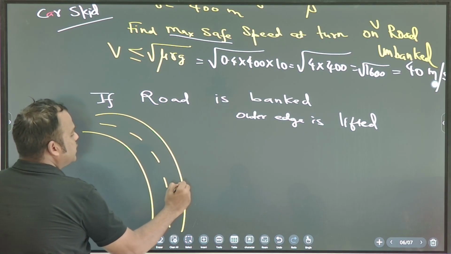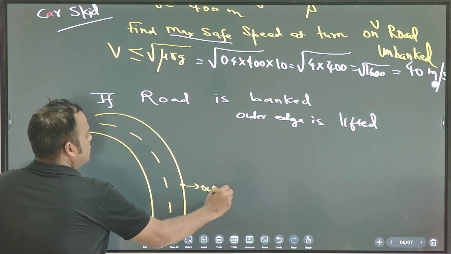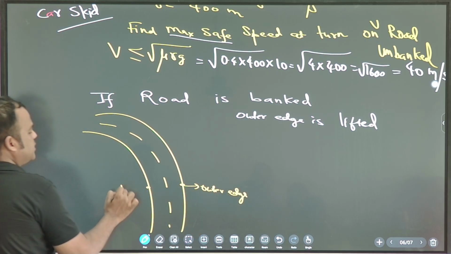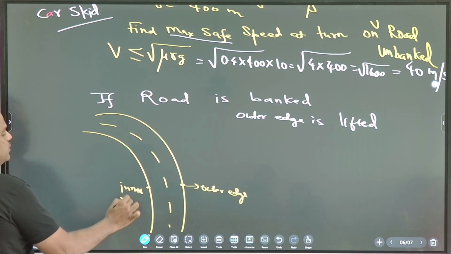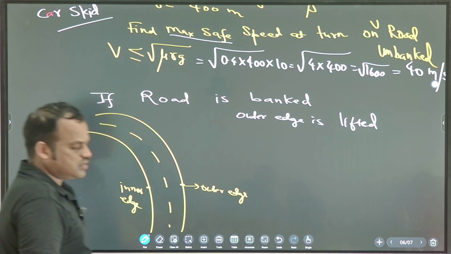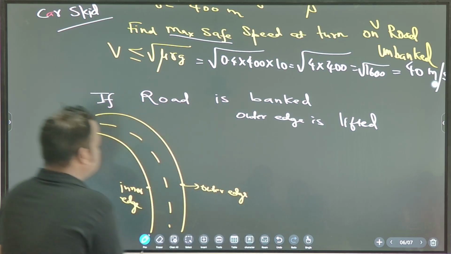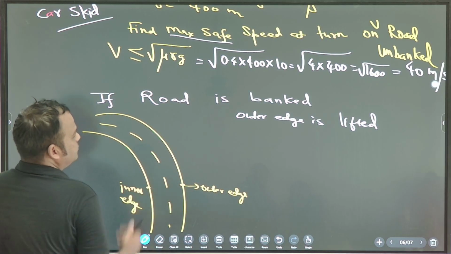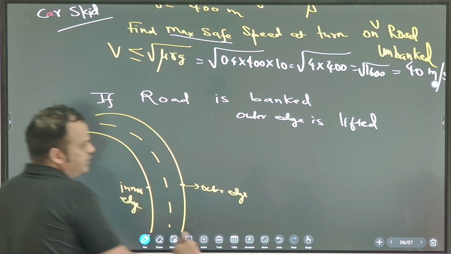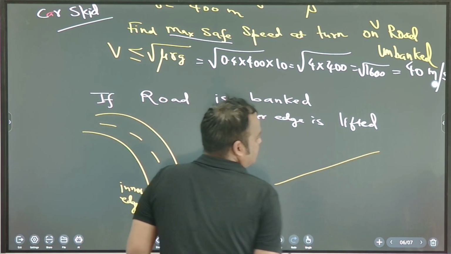This is the outer edge. This is the inner edge. So this is the outer edge, the inner edge. The outer edge is lifted. So when you see horizontally, it will look like this.